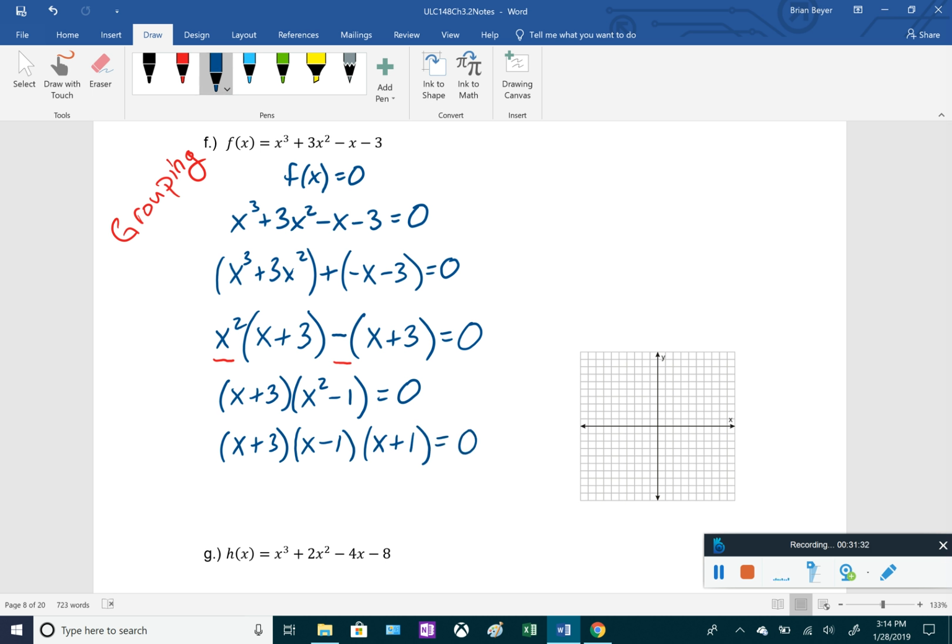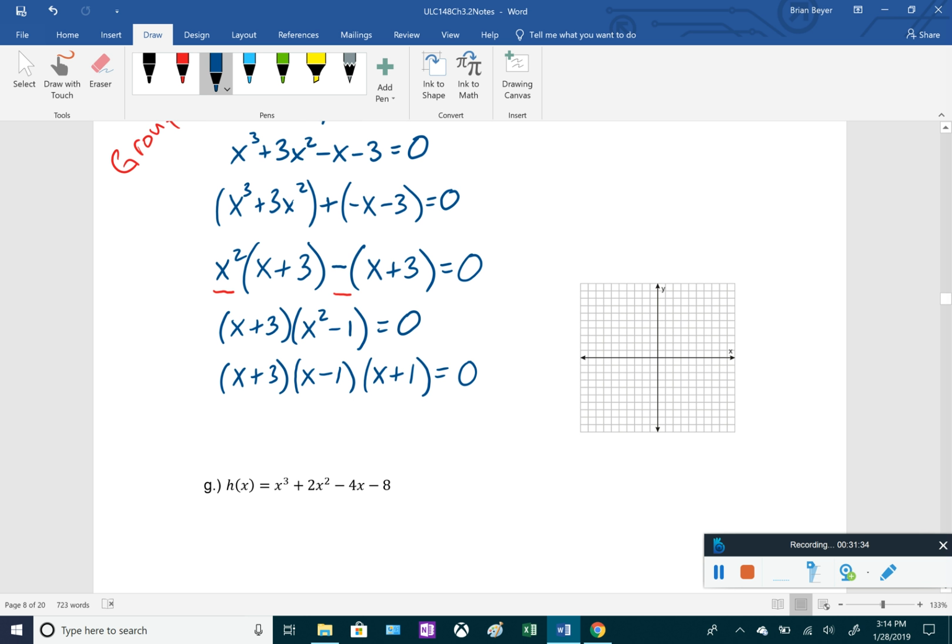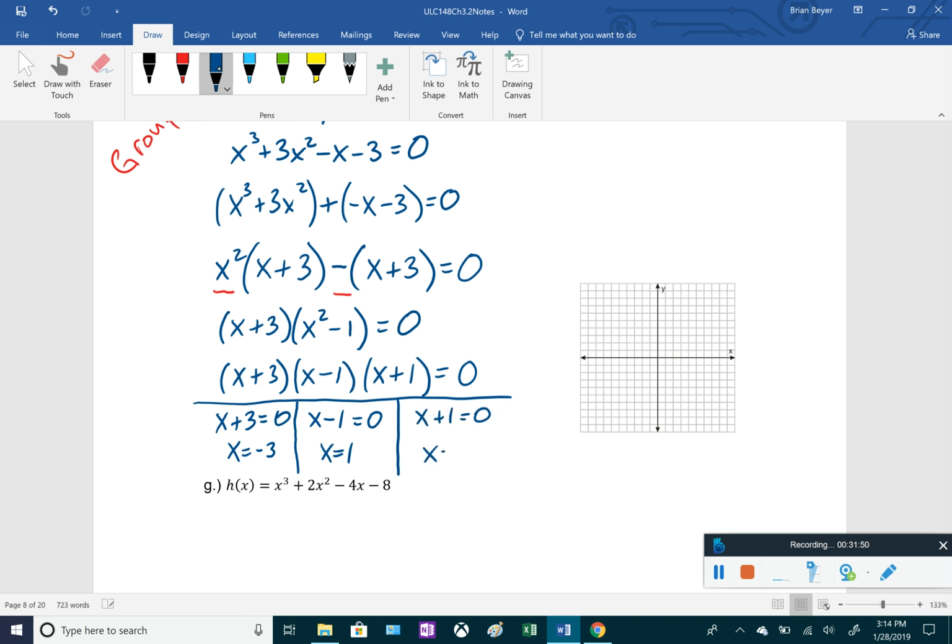So what we can do is set all of those factors equal to 0. So x plus 3 equals 0 gives us x equals negative 3. x minus 1 equals 0 gives us x equals 1. And x plus 1 equals 0 gives us x equals negative 1. I'm just going to write down that this was difference of squares in here.